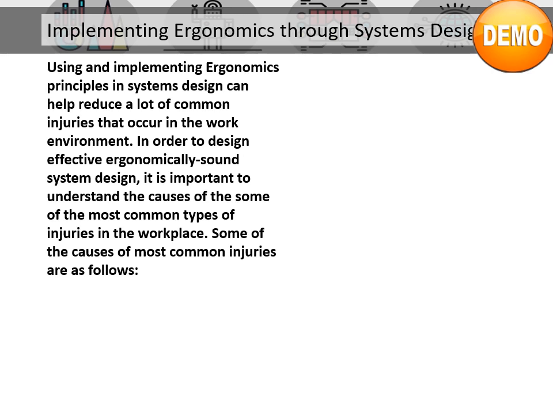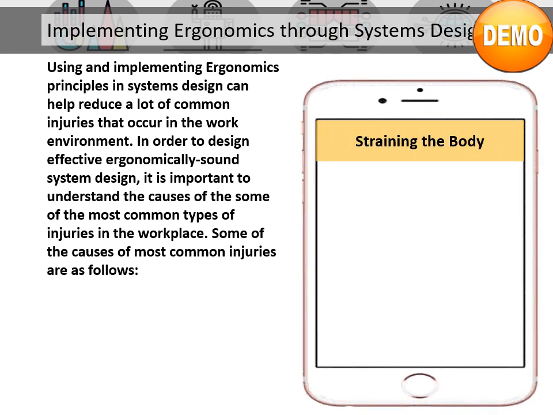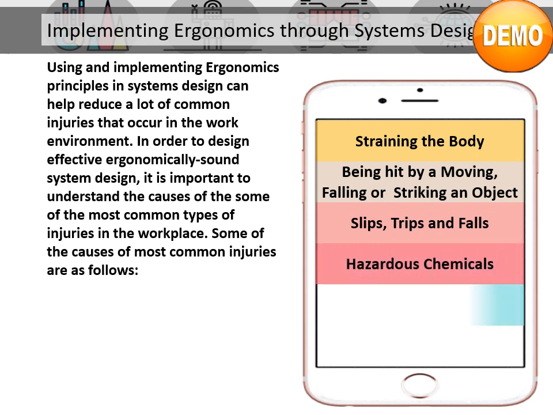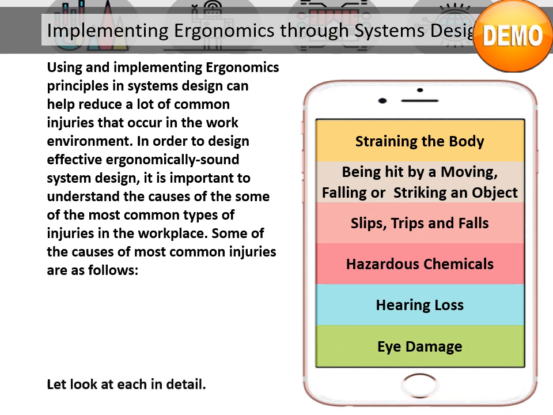Some of the causes of the most common injuries are as follows: straining the body, being hit by a moving, falling, or striking an object, slips, trips, and falls, hazardous chemicals, hearing loss, eye damage. Let's look at each one of them in detail.